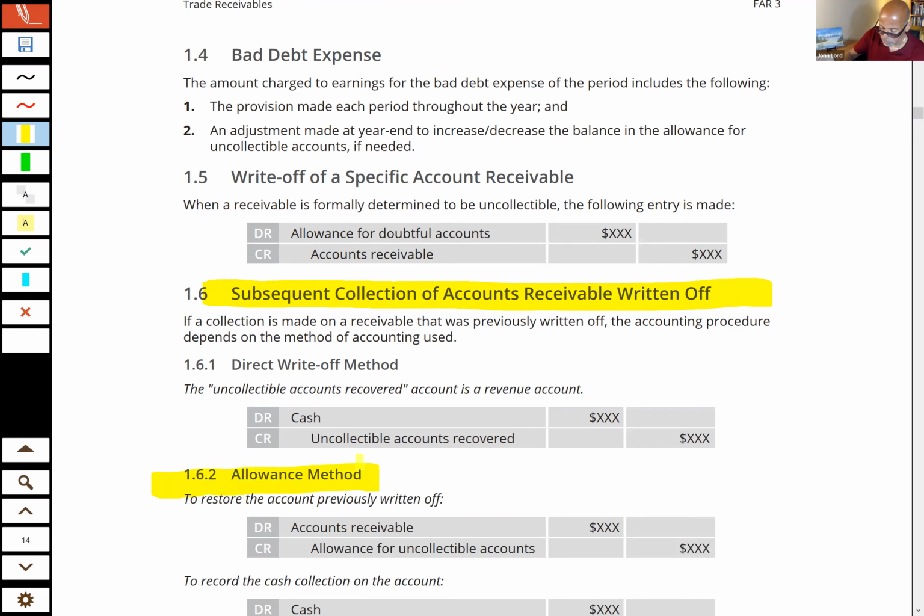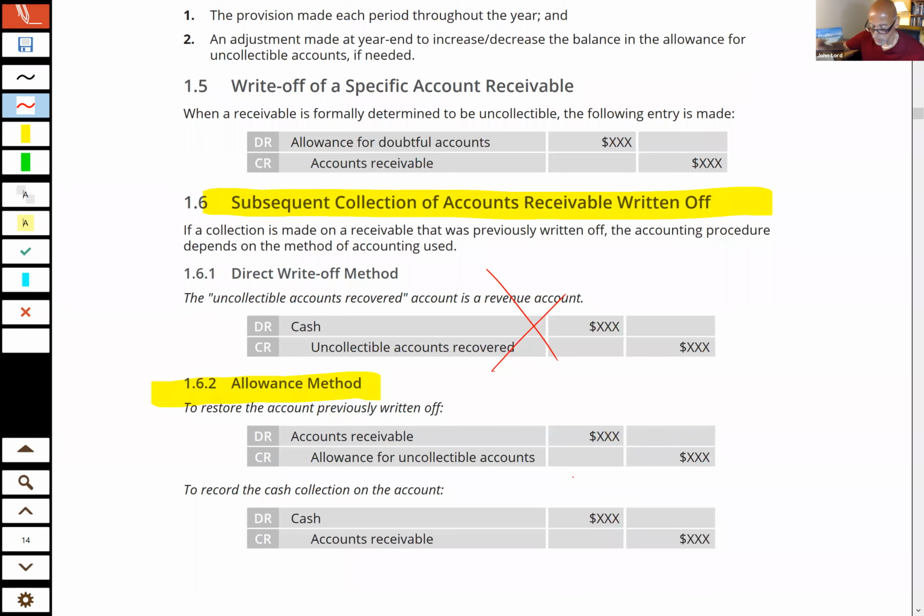And again, this is not how you do things. We don't do the direct write-off method. Okay, the allowance method, first you reestablish the receivable. You debit the accounts receivable, you credit the allowance, and then since that person is paying you, you debit the cash and you credit the accounts receivable. Those are the journal entries for the recovery.